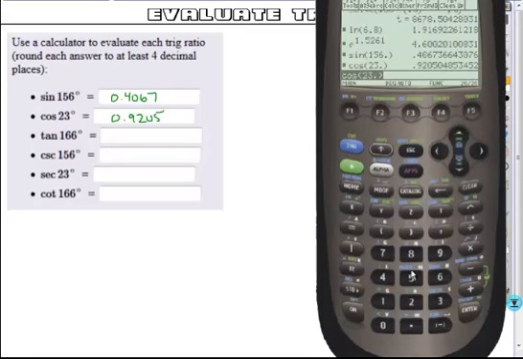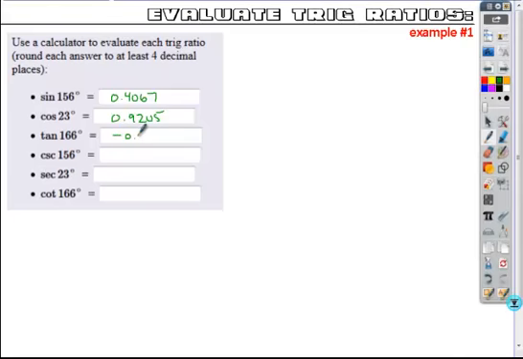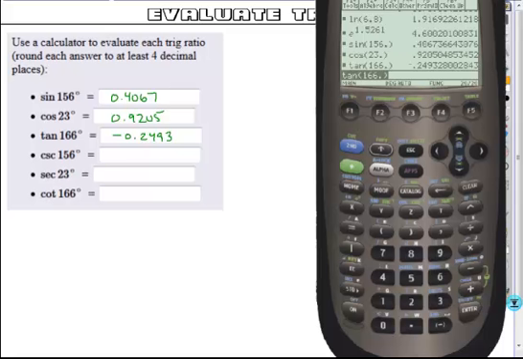And then finally the tangent of 166. Put a decimal there so my answer is displayed as a decimal. I get negative 0.2493. All right, so these ones are straightforward. They have the buttons that are assigned to them.